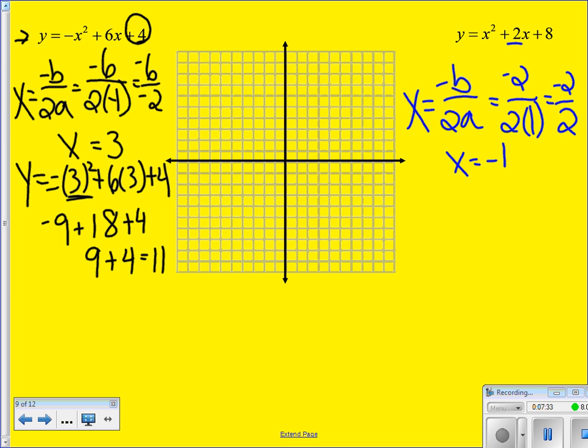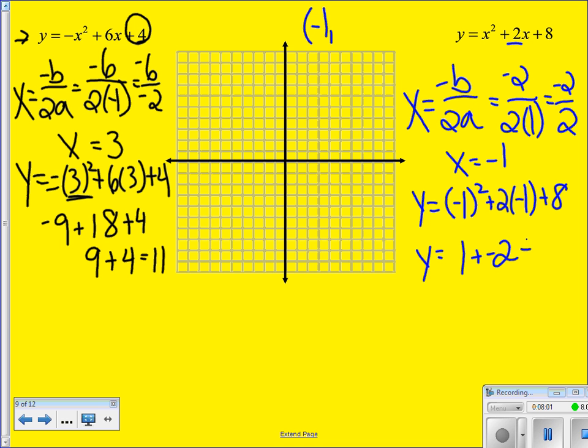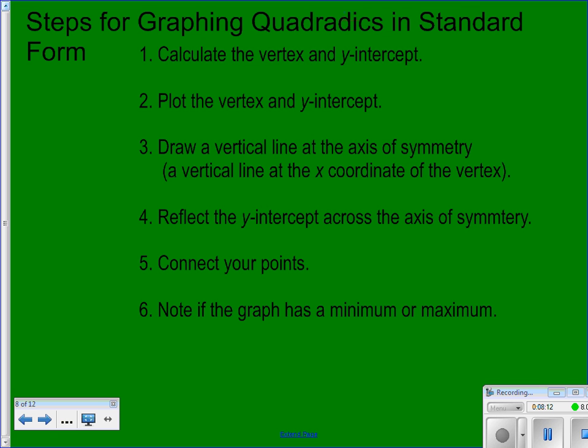Then what we're going to do next is plug that back in with our y to figure out what we get. So you get negative 1 squared plus 2 times negative 1 plus 8. So wherever I saw an x, I plugged negative 1 back in. We know negative 1 is the x coordinate of my vertex. Now I'm looking for the y. Negative 1 squared is 1. 2 times negative 1 is negative 2. And then we're adding 8. Well, 1 plus 8 is 9. And we're going to subtract 2 is 7. So we're graphing it at 7.